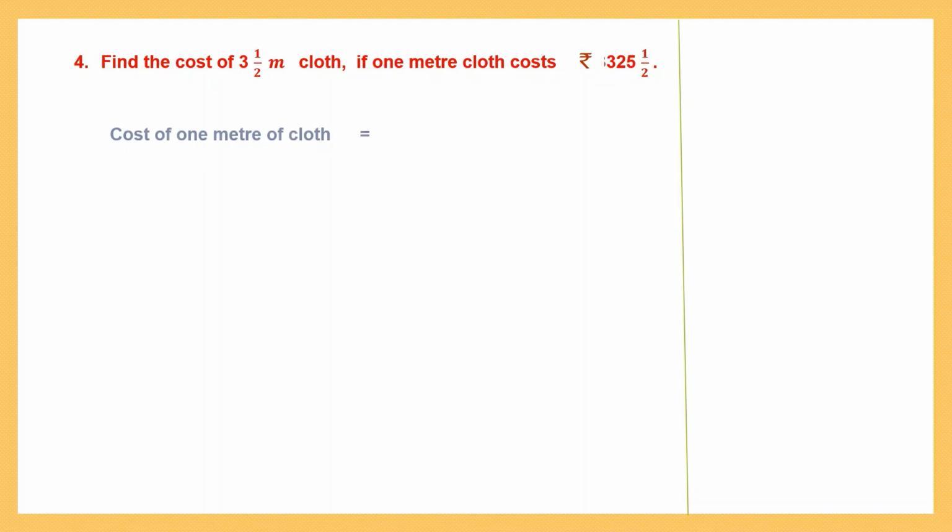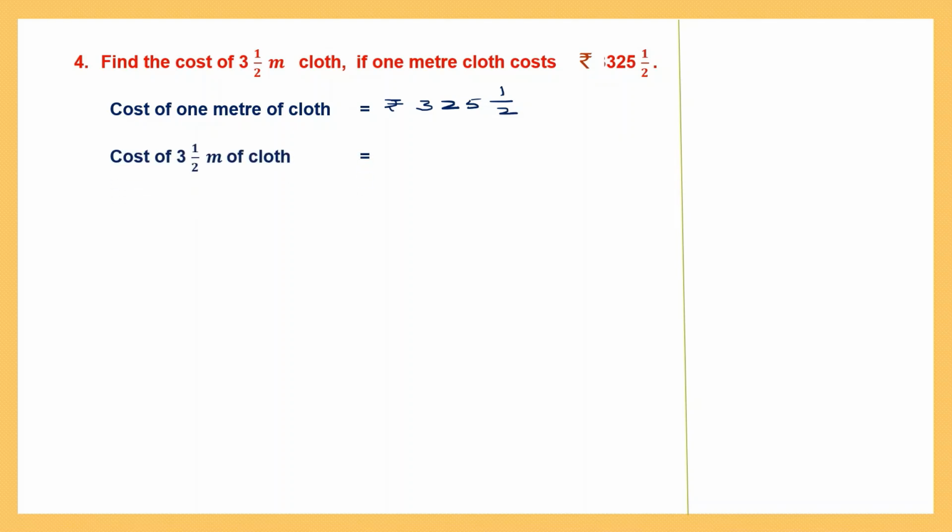So let's begin with our statements now. The cost of 1 meter of cloth is given to us. It is rupees 325 1/2. This is the cost of 1 meter of cloth. Now we have to find the cost of 3 1/2 meters of cloth. That means we need to multiply these two. 325 1/2 into 3 1/2. So let's do this multiplication.